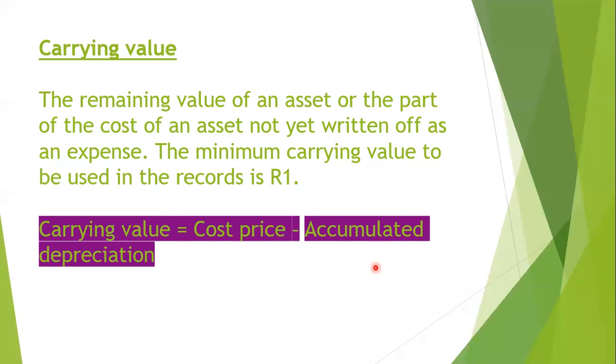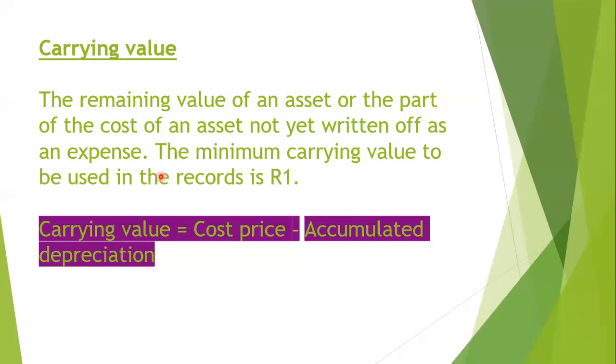So if we have to say, for example, with that aircon, we worked out our cost price to be 7,000. So our cost price was 7,000. We minus from that the accumulated depreciation. So let's say after 2 years the accumulated depreciation was 2,000. So it's going to be the cost price of 7 minus 2 to give you a 5,000 Rand carrying value.